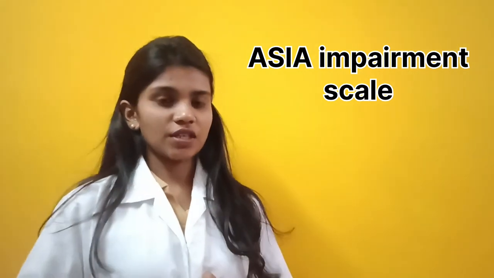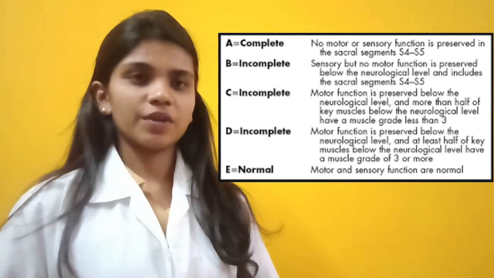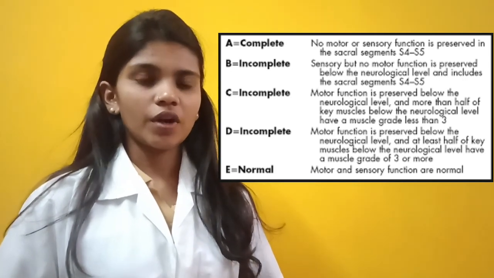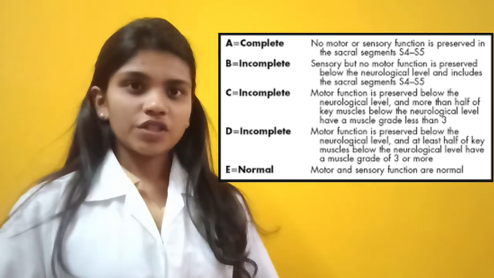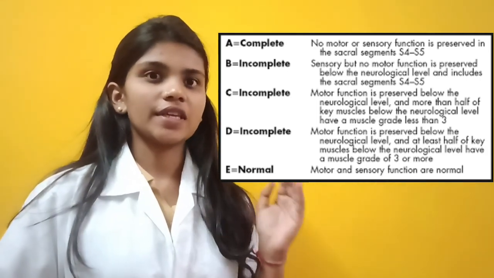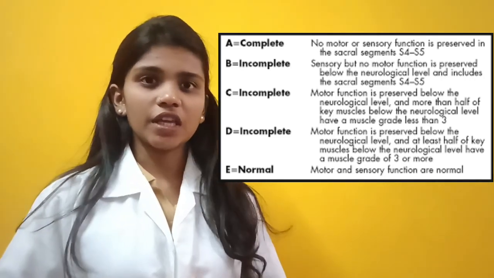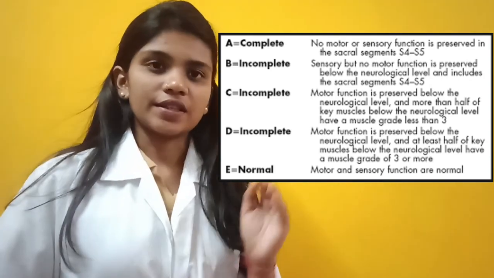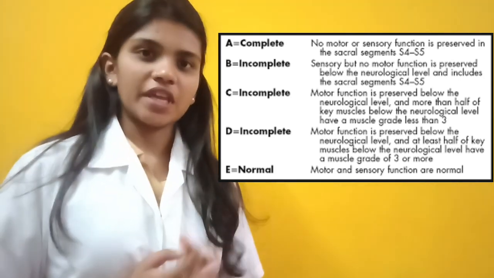Now the last step is the ASIA impairment scale. A is complete: no sensory or motor function preserved in S4 to S5. B is sensory incomplete: sensory but not motor function preserved below the neurological level. C is motor incomplete: motor function preserved below the neurological level, with grade 3 in less than 50%. Sorry, it is greater than 50%. D is motor incomplete: motor function preserved below the neurological level, with grade 3 in greater than 50%. And for E, it is normal.